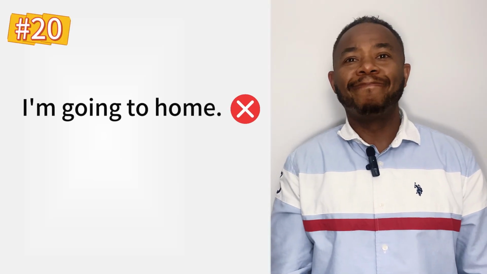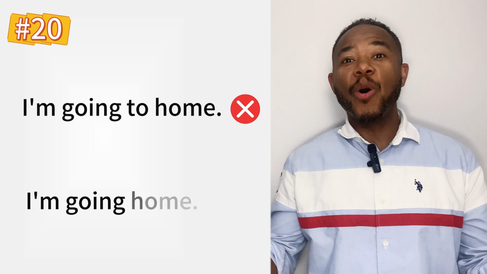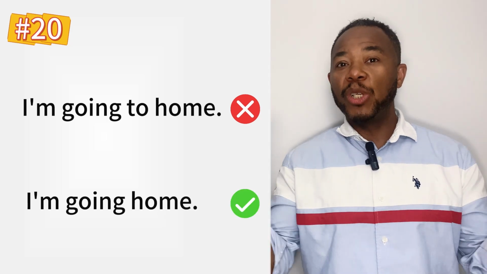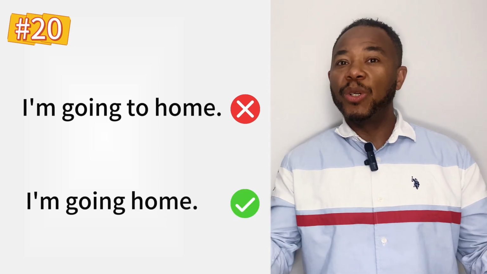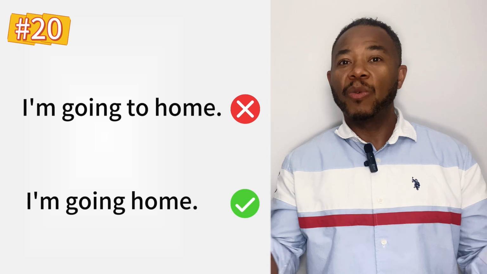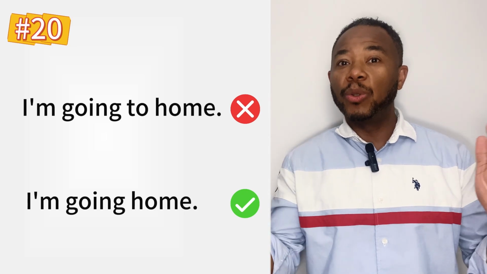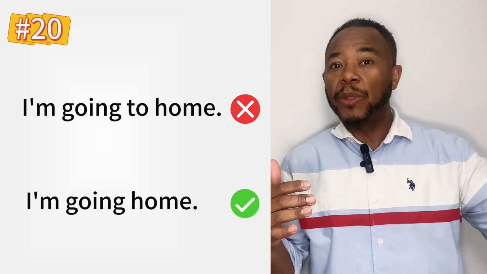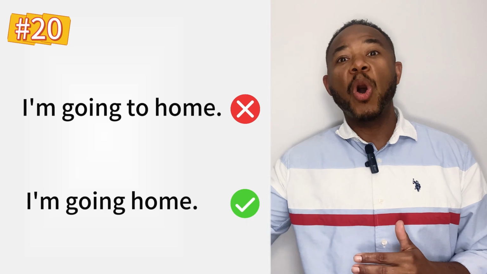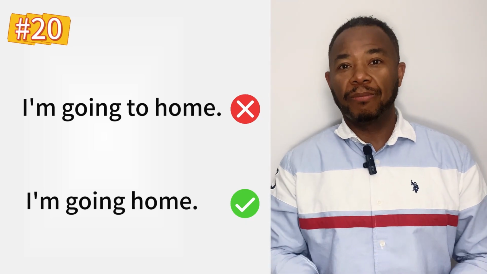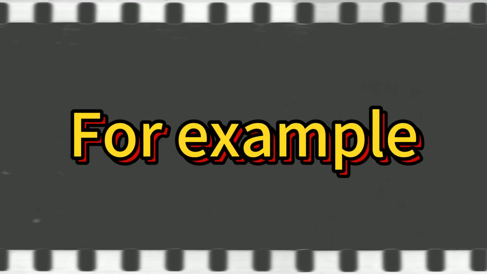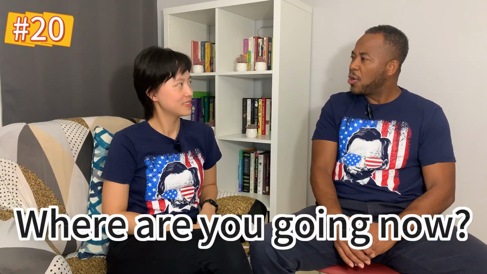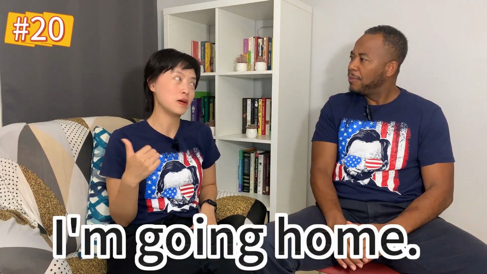Number 20, I'm going to home. I'm going home. When we use home, we don't use to. We can use to for school. I'm going to school. I'm going to the hospital, but I'm going home. No to. For example, where are you going now? I'm going home now.